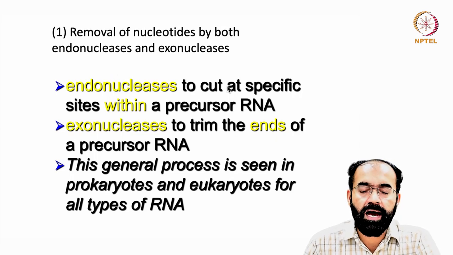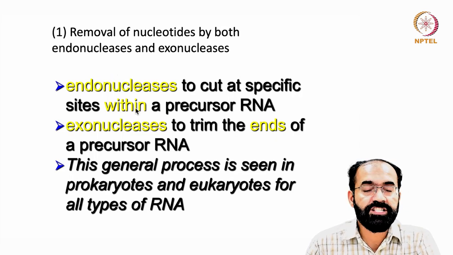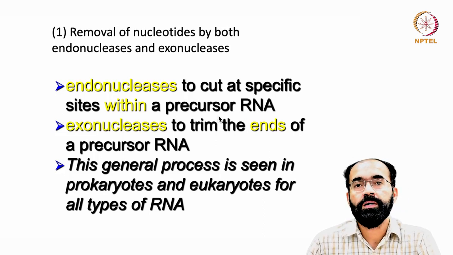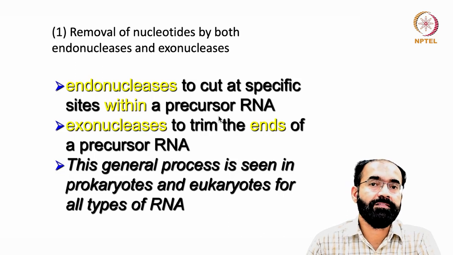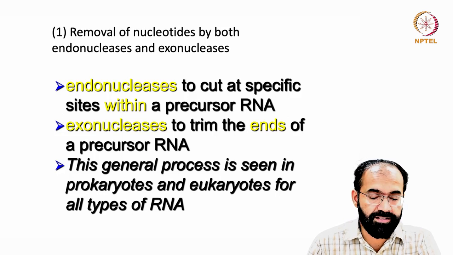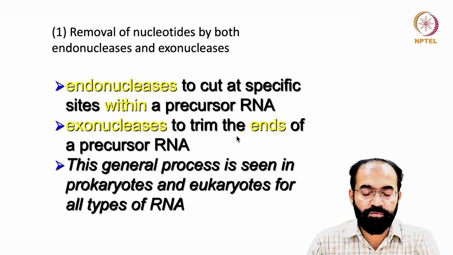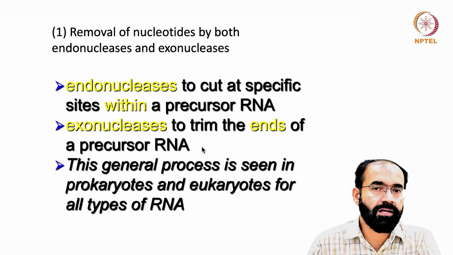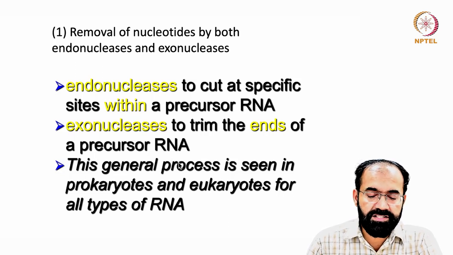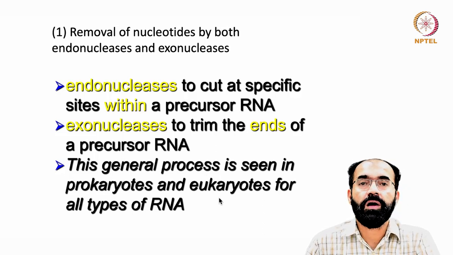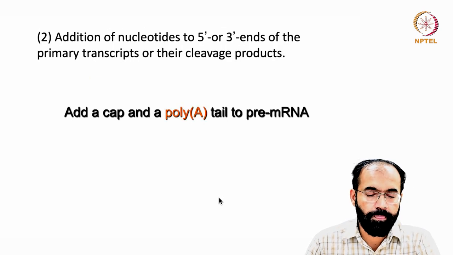So endonucleases are helpful in cutting specific sites within the precursor RNA. Like we saw, soon after the poly A signal you have the endonuclease action so that the growing RNA will be released. And exonucleases are helpful in trimming the ends of the precursor RNA molecule. If some extra base is there, it has to be cut short so that the ideal length is maintained. This general process is seen both in prokaryotes and in eukaryotes for almost all types of RNA.